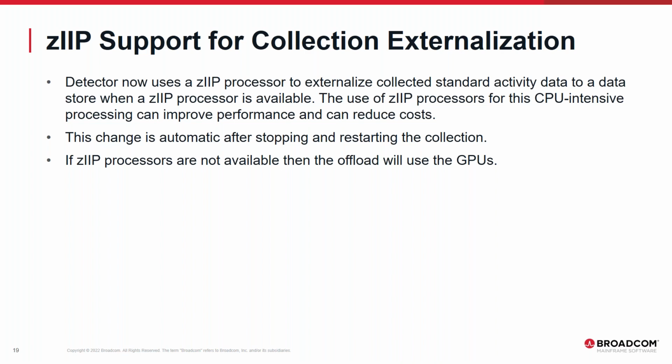Use of the zip processors for the CPU intensive processing can improve performance and reduce costs on your general processors. This change is automatic. You don't have to take any actions. You don't need to turn on any Detector parmlib parameters. All you have to do is restart your collection once you apply the PTF, and we will automatically attempt to start using zip processors. If zip processors aren't available when the offload starts, then we will use the general processors as we do today. So hopefully this will be a benefit to you in your Detector use. Everyone is looking for ways to reduce their costs.